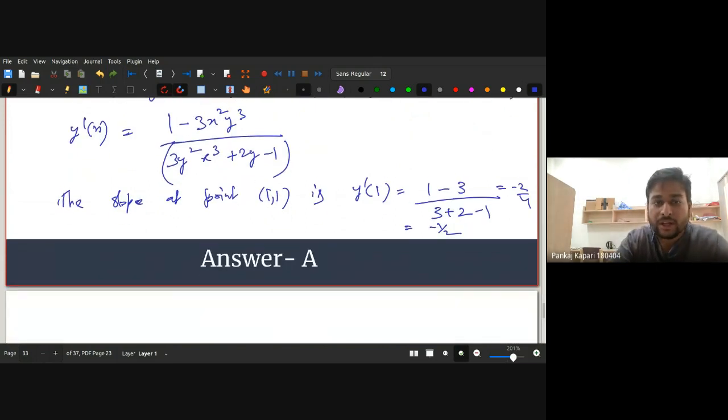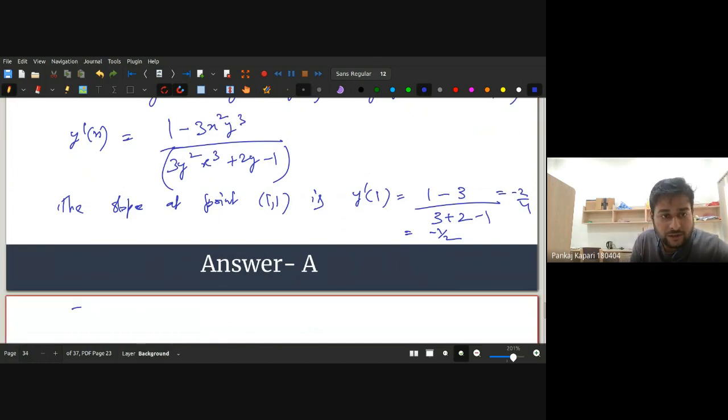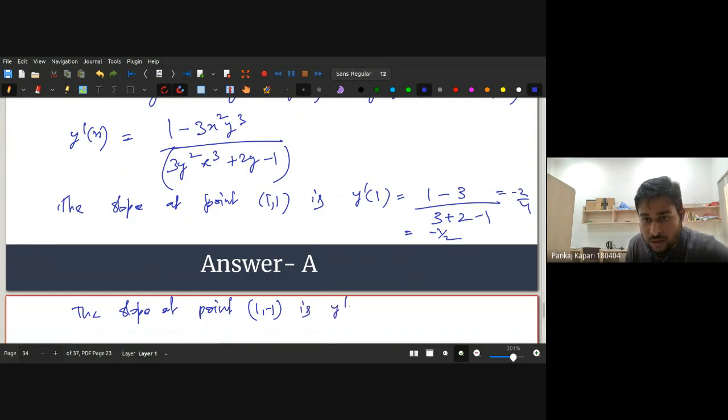Okay, again, let's find the slope at point 1 comma minus 1. So at 1 comma minus 1, again put y equal to minus 1 and x equal to 1, and you will get 1 minus. Because we are putting y equal to minus 1, if you take a cube, then you will have again minus 1. So this is just plus 1.